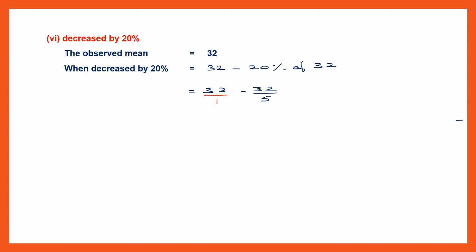Let's give it the denominator 1. The LCM is going to be 5. Take the first fraction. 1 into 5 is 5. So multiply 32 also into 5. 5 2s are 10. Carry 1. 5 3s are 15. Plus 1, 16. So that is 160 minus. Now here 5 into 1 is 5. So 32 into 1 is 32. So here 160 minus 32. So let's subtract 160 minus 32. Borrow. So this is 10 minus 2 is 8. 5 minus 3 is 2. 1. So this is 128.